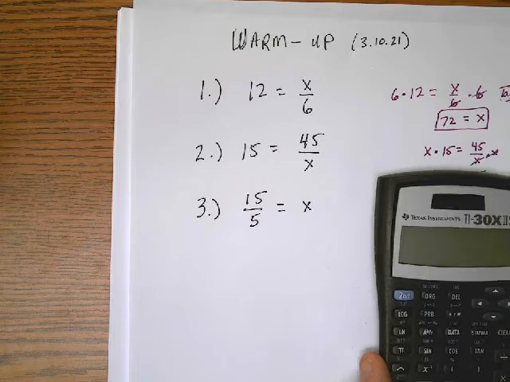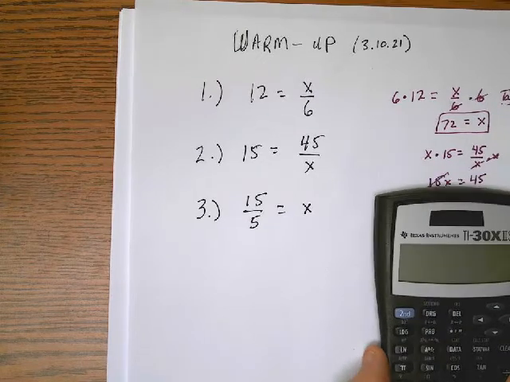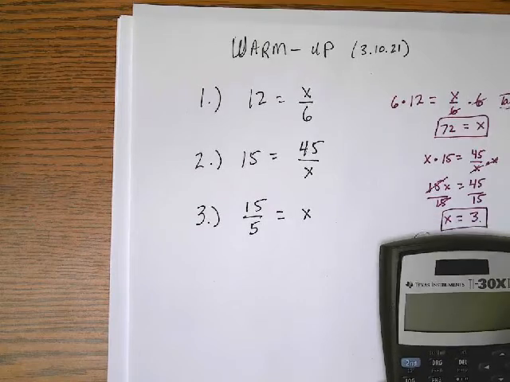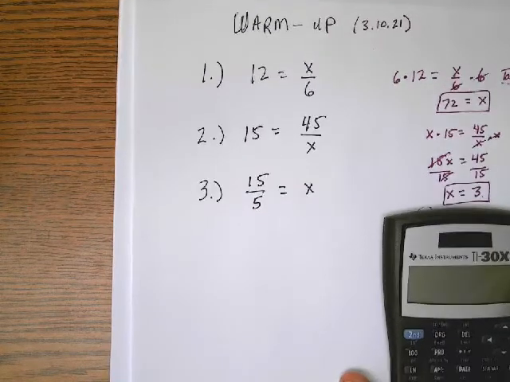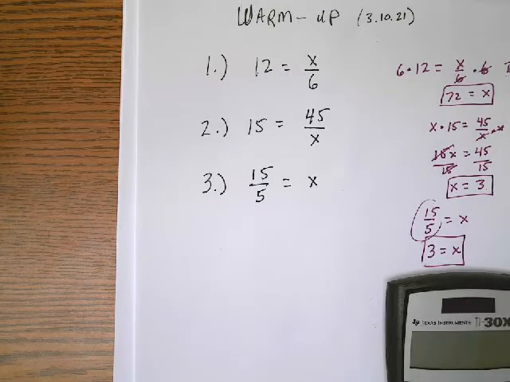Okay, number 2. What about when x is in the denominator? We got to get the x out of the denominator by multiplying both sides by x. And then we have 15 times x. That's called the coefficient. 15x equals 45. Then we divide by 15, and x is equal to 3. And number 3, the easiest one of all, we just reduce the fraction. 15 divided by 5, and we get 3 again.